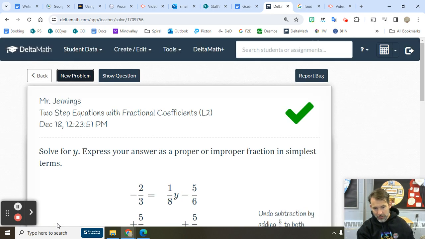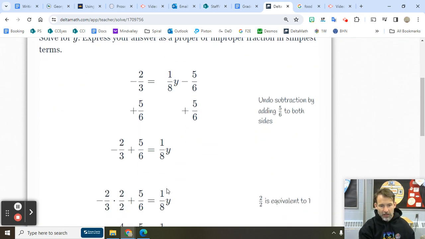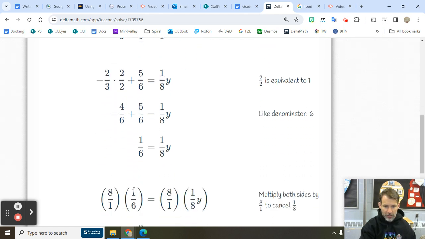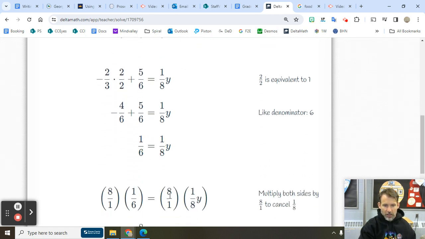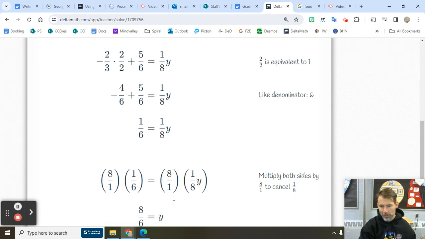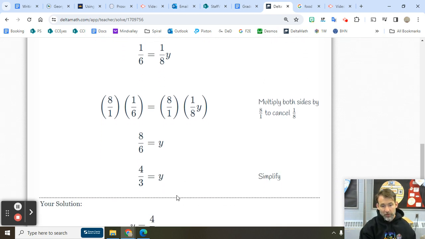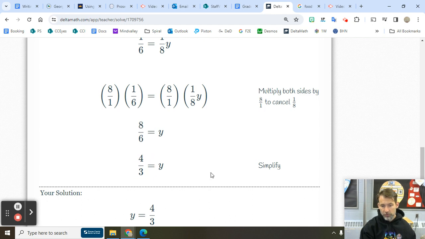Let's take a look at Delta Math steps. They added 5/6 to both sides. 2 over 2 is equivalent to 1. See how they create their common denominator here. I did the same thing, 1/6. Then they multiply both sides by 8 over 1 to cancel 1 over 8. Sure, I mean, you could just multiply by 8. It's the same thing. It's exactly the same. I multiply by 8. 8 over 6 simplifies to 4 over 3.